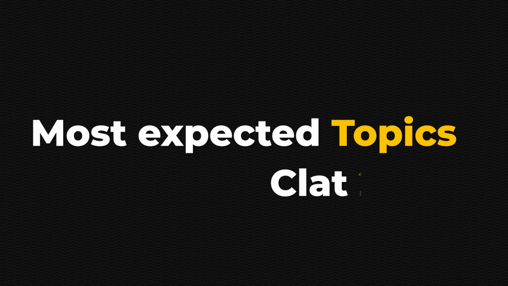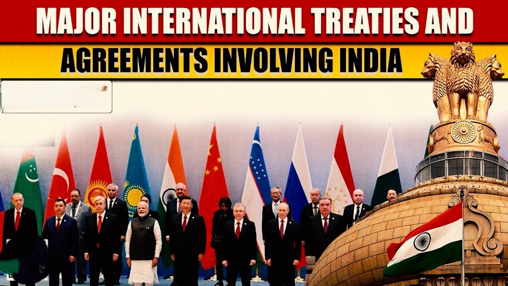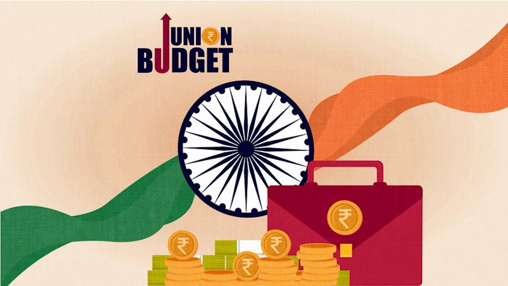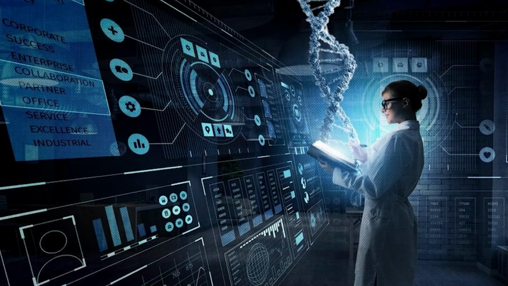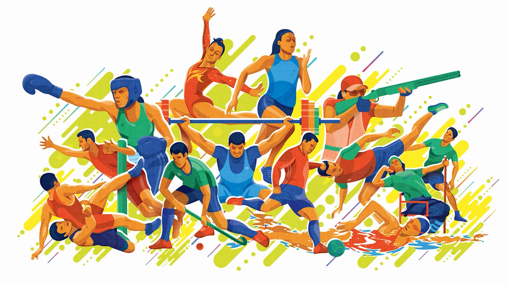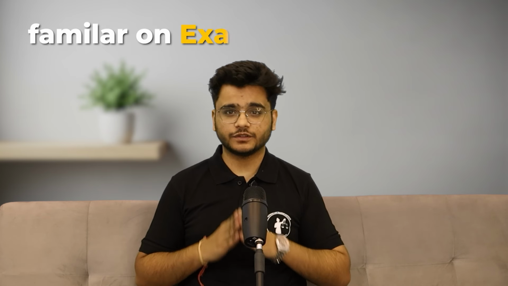Now let's divert our attention to what are the most expected topics for CLAT 26. Focus your 30 days on landmark judgments and bills, international treaties and summits, budget and economic updates, government schemes and reports, science, tech and environment, and the last part should be miscellaneous, including awards, rankings, and sports highlights. Covering all these themes nearly ensures that all passage themes are familiar on the D-Day.